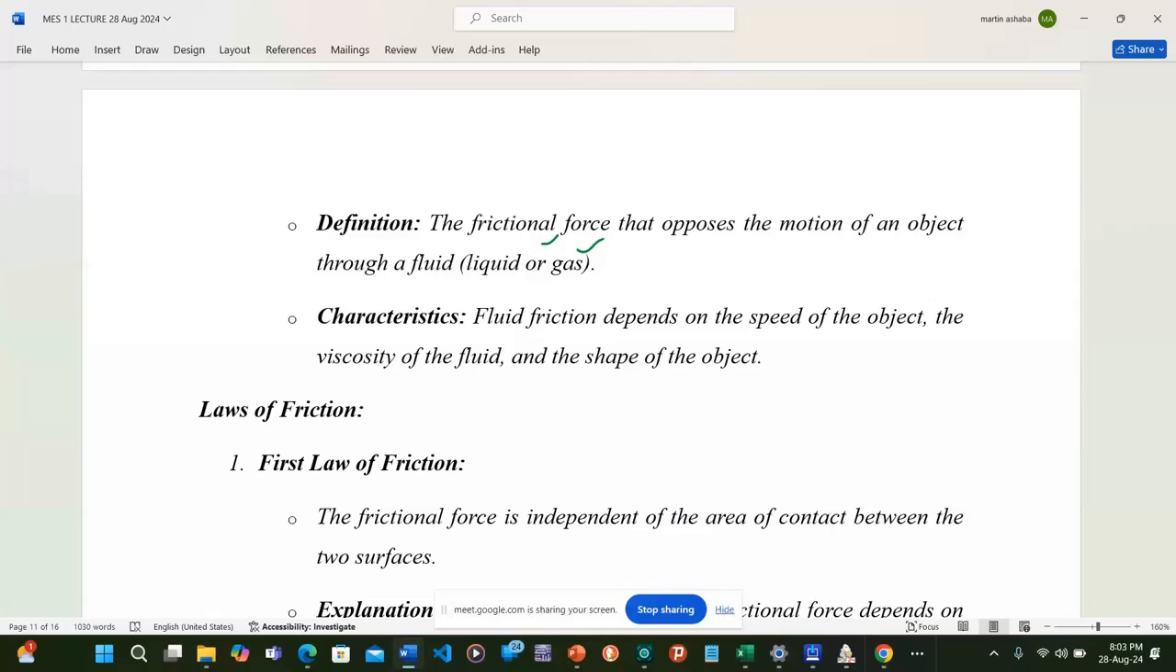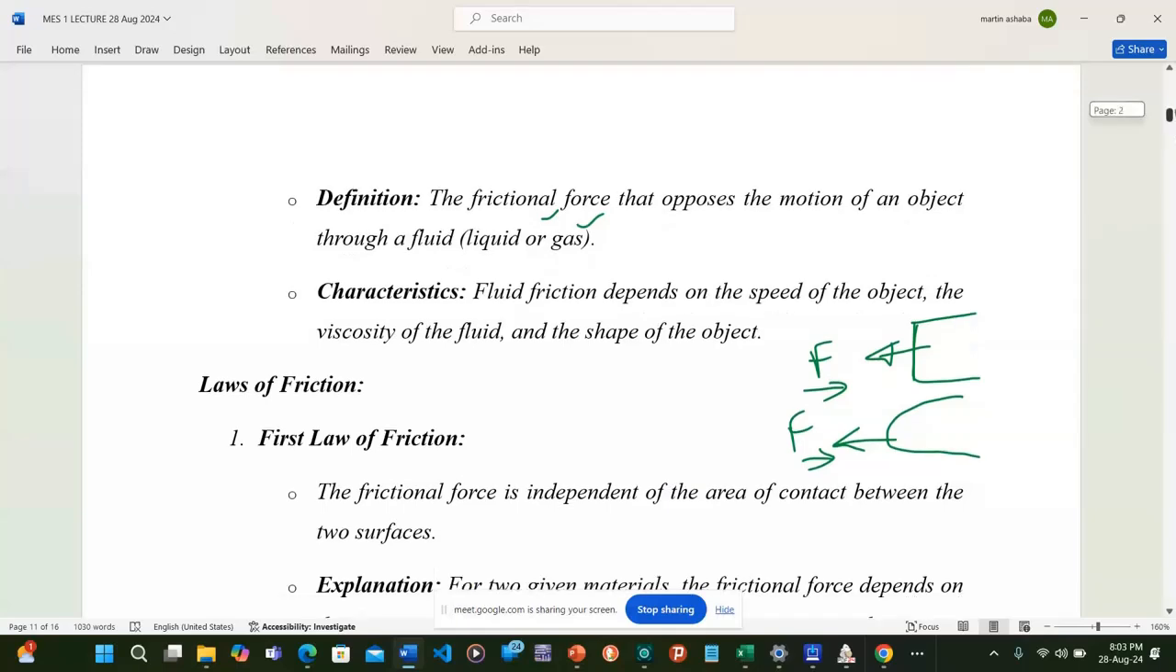Fluid friction depends on the speed of the object, the viscosity of the fluid, and the shape of the object. So if an object is of this shape and this is where it is moving, this force is going to be big. But if it is like this, the force opposing it is going to be small. That's what we are trying to mean. That it depends on the speed of the object, that's one, the viscosity of the fluid, and then the shape of the object.